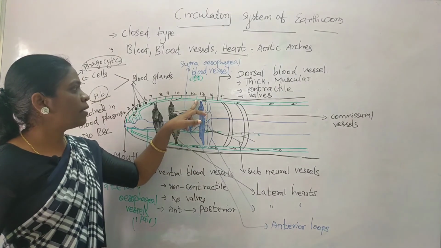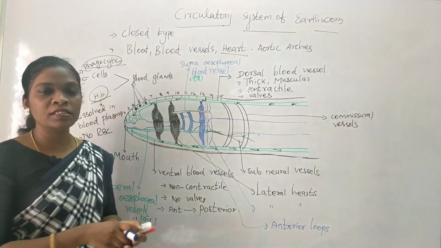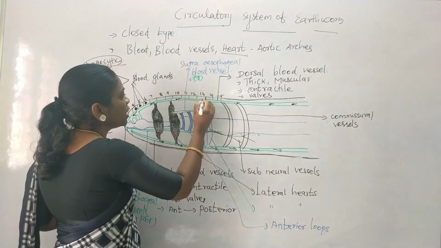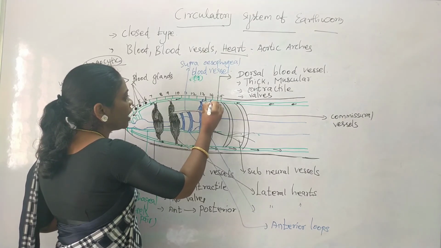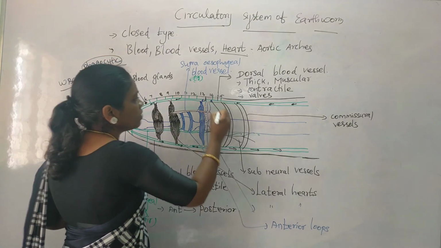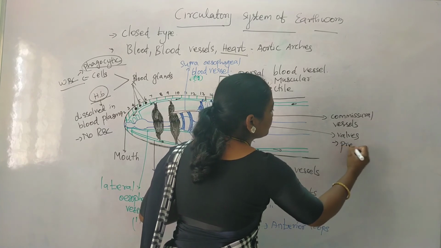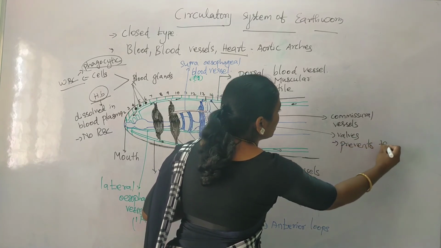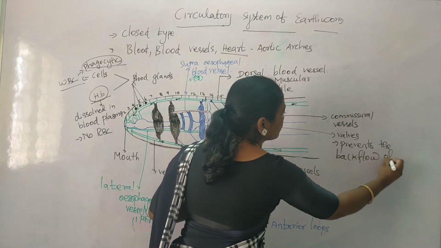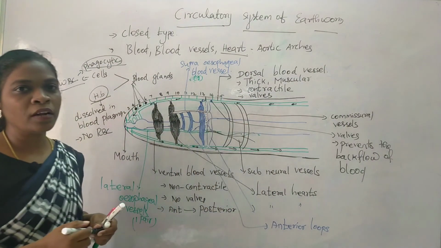Here the dorsal blood vessel is thick and muscular. It is contractile. It has valves. These valves are present on the 13th and 14th segment. These valves prevent the backflow of blood. That is the function of the valves present in the dorsal blood vessel.